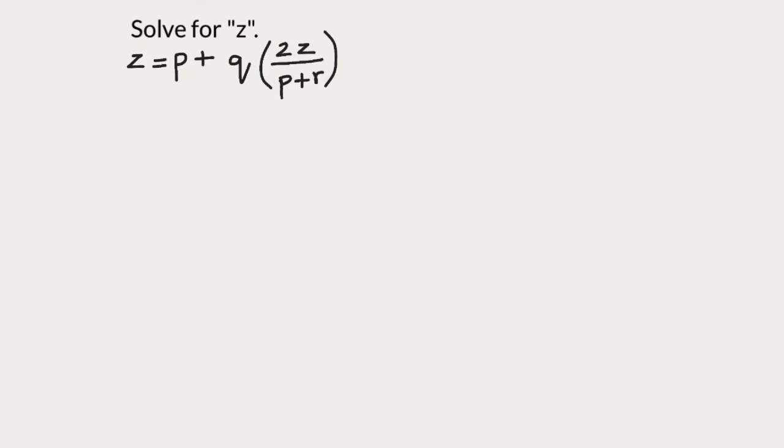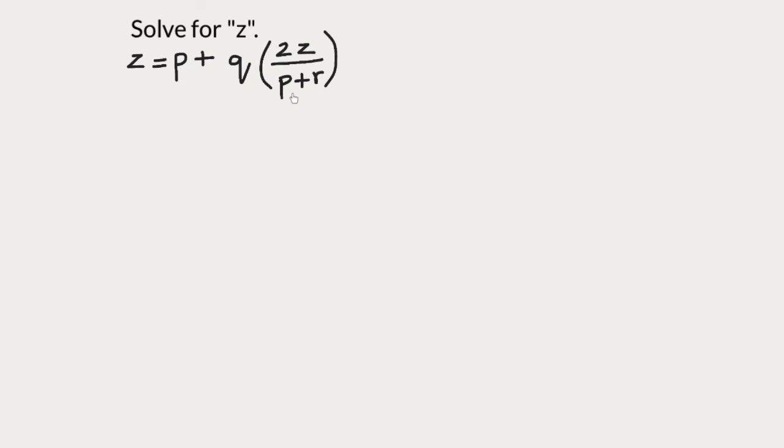Practice 1, Question 5. Solve for z. This is an equation in which we have to isolate z. It might look like this problem is already solved because z is already present on the left hand side, but if we notice, z is also present in the second term on the right hand side here in the numerator. So we have to manipulate this equation so z will only be present on the left hand side and the terms on the right hand side should not contain z.